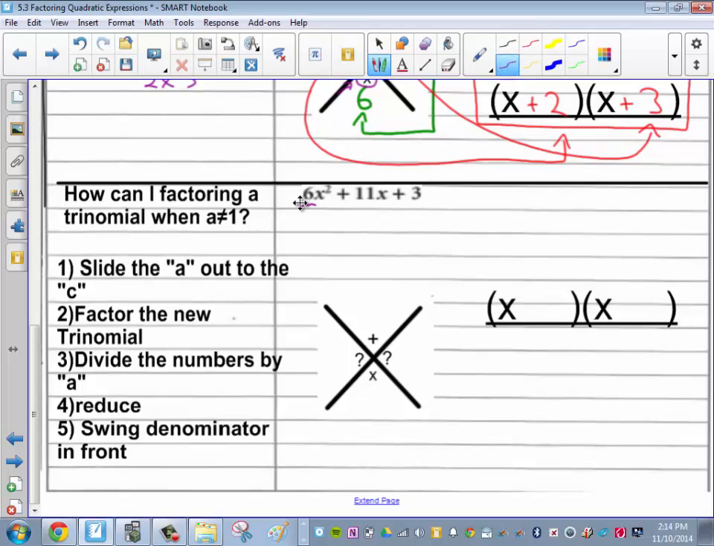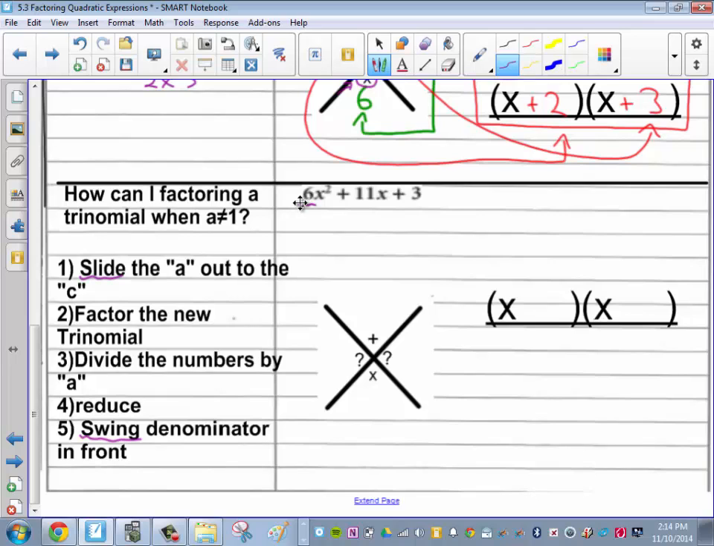What if A is not equal to 1? Like maybe it's 6, like in this situation. Well, I got a method for you for this one too. It's actually kind of convenient because what we're going to do first off is make A 1. The first thing you do is it's called the slide swing method. Here's the slide part, and then at the end there's the swing part.